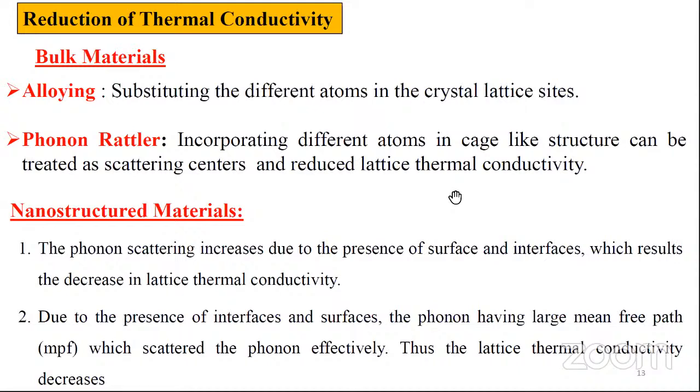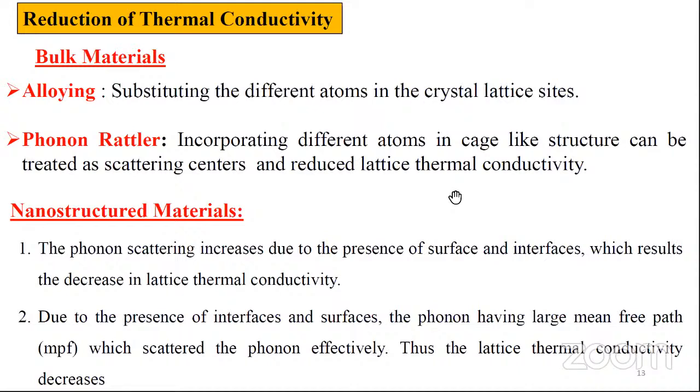Here I will take one example. The lattice thermal conductivity of silicon is approximately 150 watts per meter per Kelvin for a single crystal of silicon, and for a single crystal of germanium it is approximately 60 watts per meter per Kelvin. But when we dope germanium with silicon, the lattice thermal conductivity becomes approximately 10 watts per meter per Kelvin and makes this material an efficient thermoelectric material. So we can say that with doping we can reduce the value of lattice thermal conductivity.